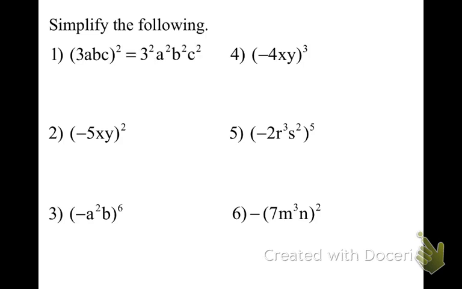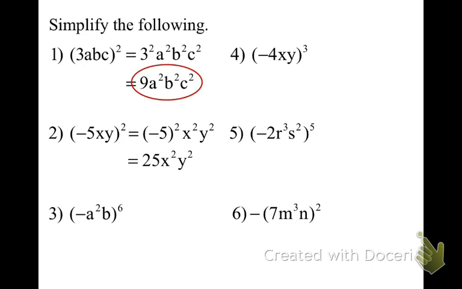I get 3 squared, a squared, b to the second, and c squared. And that would be 9. 9a squared, b squared, c squared. Remember, next one would be -25 x squared, y squared. Next one would be, since it's going to be 6 negatives, it's going to be positive.